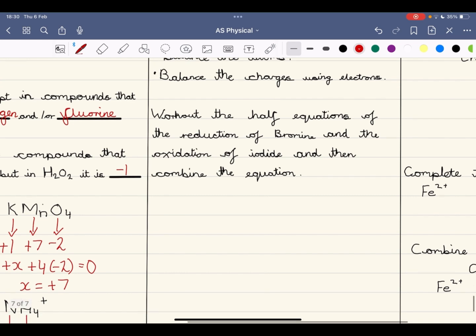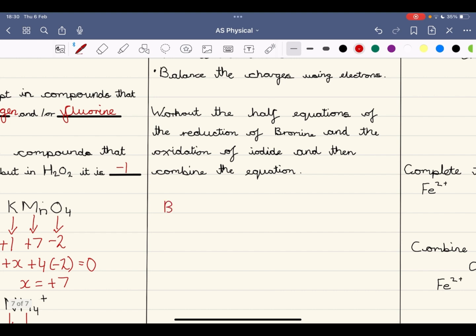So for bromine, we start off with Br2, and if we're reducing it, we're going to gain an electron, so we get Br minus. And firstly we need to balance out the atoms, so we get 2Br on both sides. And then we need to balance out the charges, so I'm going to add 2 electrons onto the left side, so that both sides are minus 2.